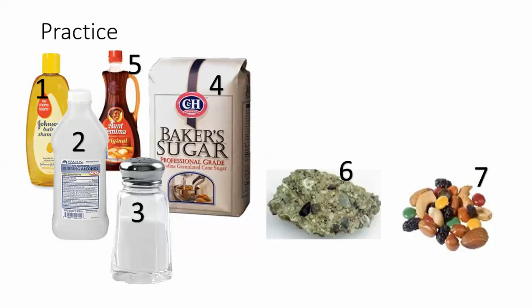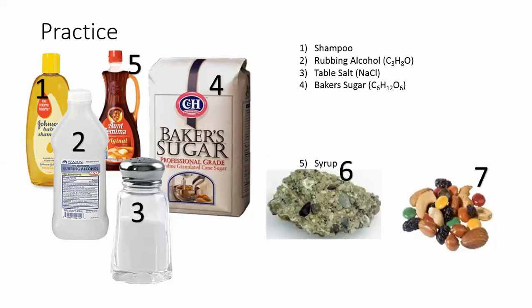Okay, let's practice. So here I've given you some examples. Baby shampoo, rubbing alcohol, also called isopropyl alcohol, table salt, table sugar, syrup, concrete, and nuts. At this point, it would be a good idea to pause the video and take a look at these on your own. I'm not going to pause for the sake of time. I'm just going to go ahead through the answers. Let's see if you agree.